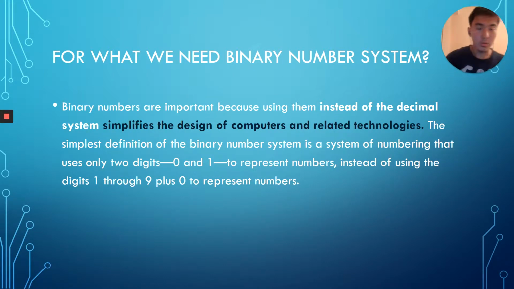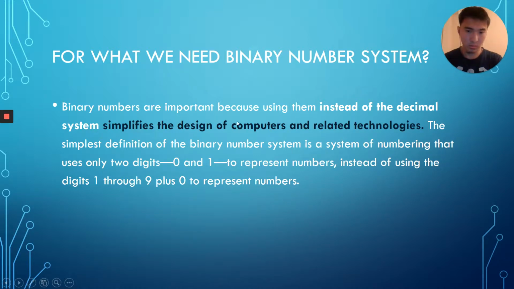At first, we must know that computers use another number system than we use. We use the decimal number system, but computers use the binary number system. Why is it used? It's because the binary number system simplifies the design of computers and related technologies. So we understand what is used, it's the binary number system, and we understand why it is used.